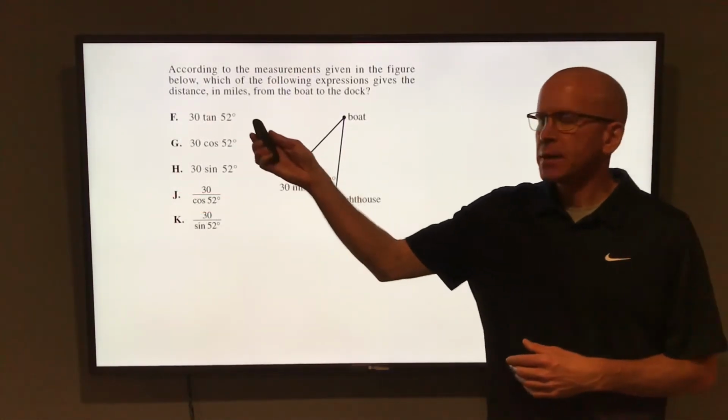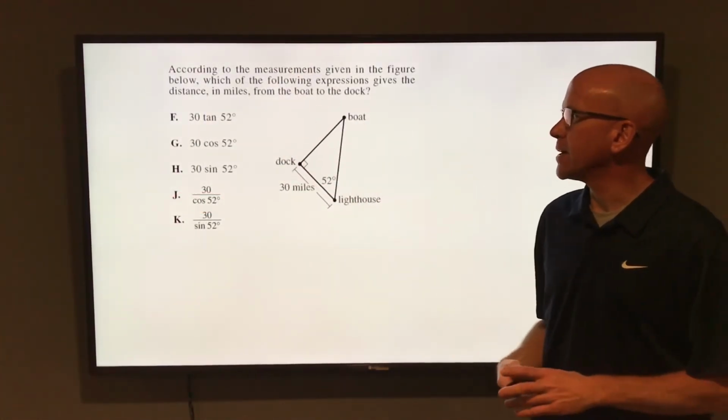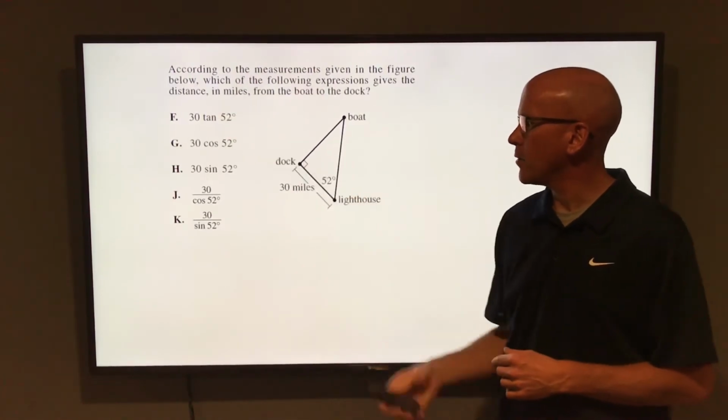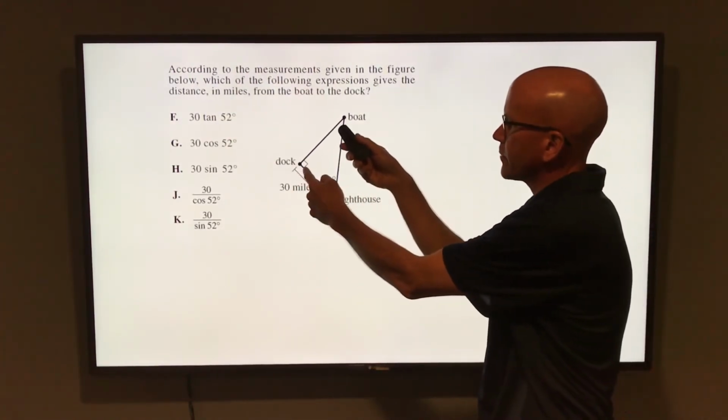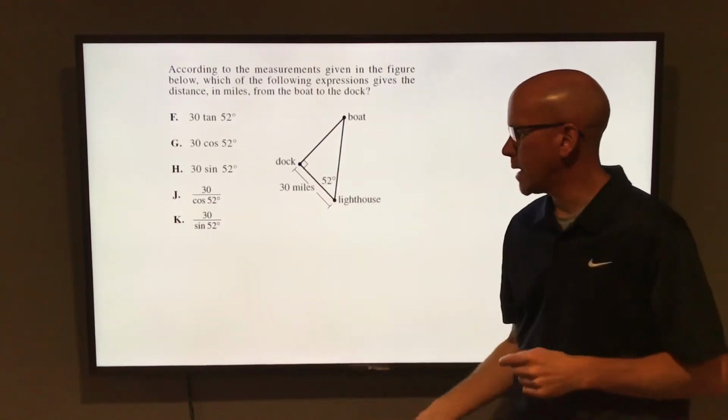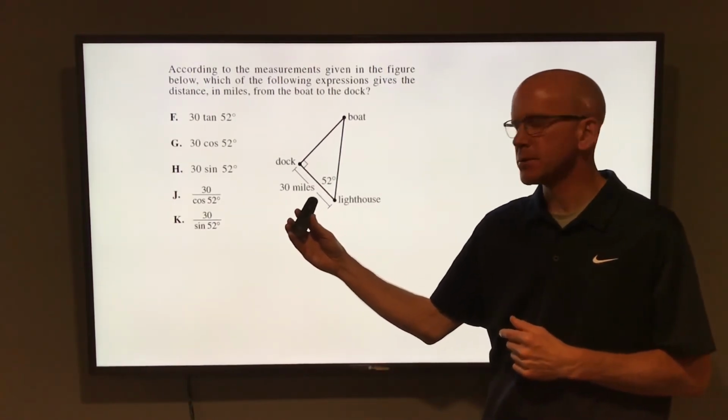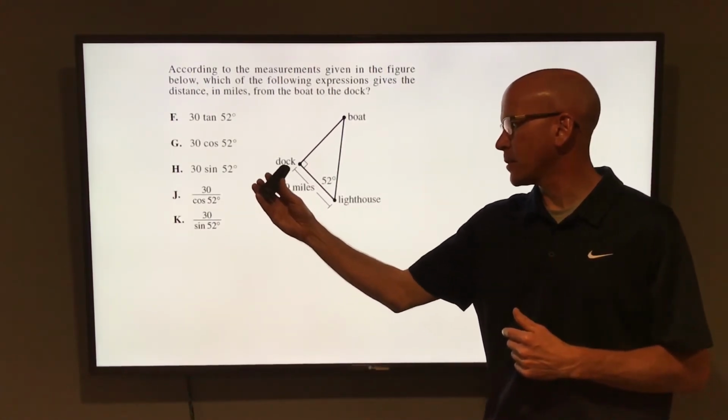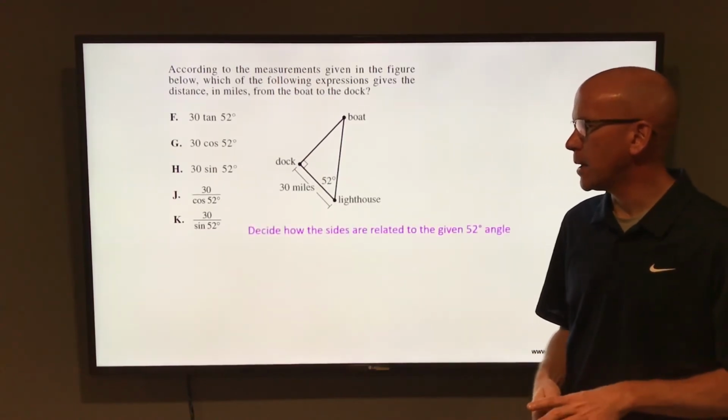According to the measurements given in the figure below, which of the following expressions gives the distance in miles from the boat to the dock? So you have to figure out the distance in miles from the boat to the dock. You're given this angle of 52 degrees, and you were given the distance from the dock to the lighthouse is 30 miles.